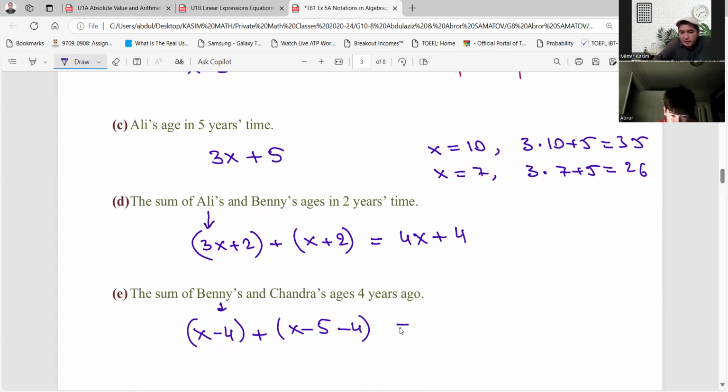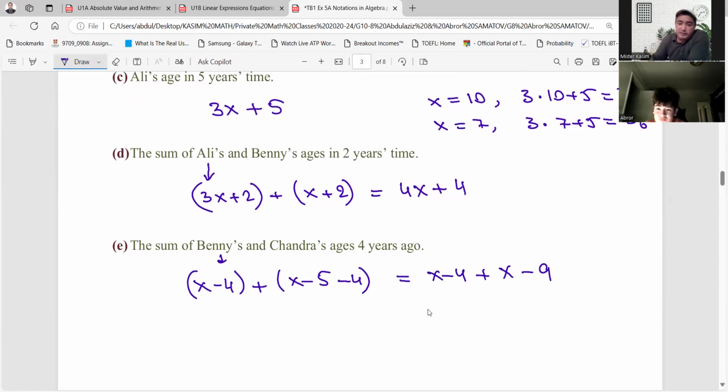And now let's simplify this. Here we have x minus 4 plus x minus 5 minus 4. What is negative 5 minus 4? Negative 9. Both are negative numbers, so you are combining negative and negative, negative 9. Next time, I think we should work with you on integers.